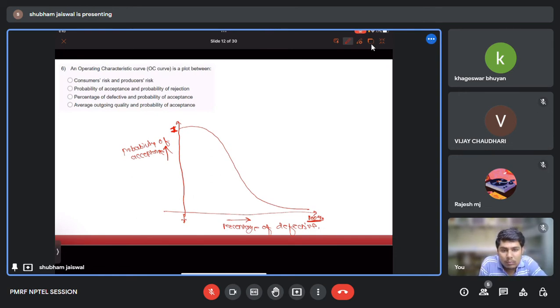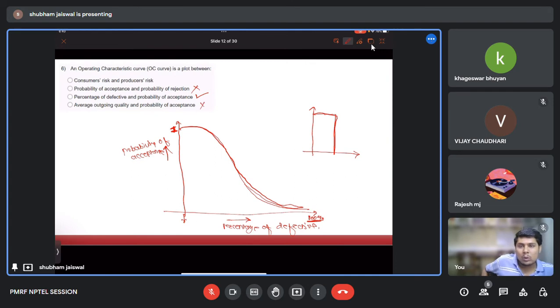So this was about our percentage of defective. Ideally we need an operating characteristic curve like this, but in actual we will get something like this. So the correct answer is the one here, defective and probability of acceptance. So we can eliminate this and this.